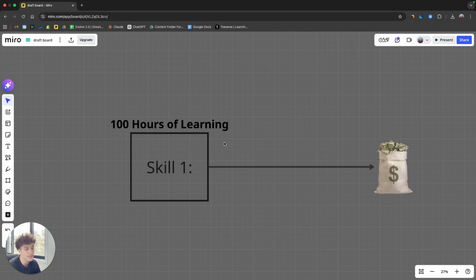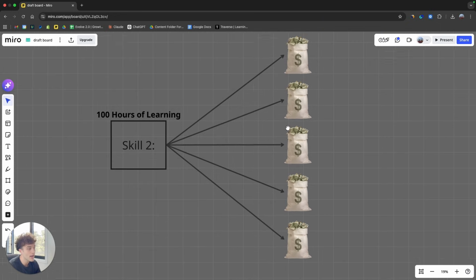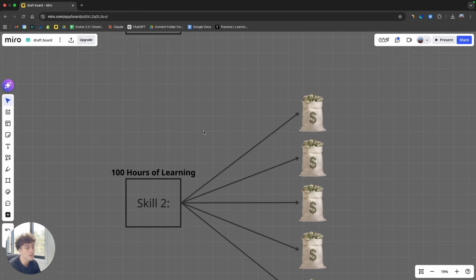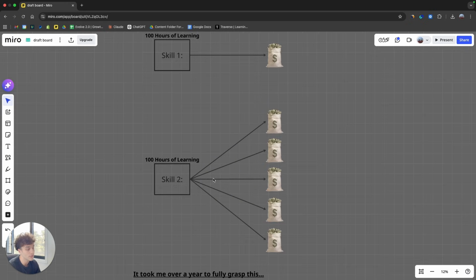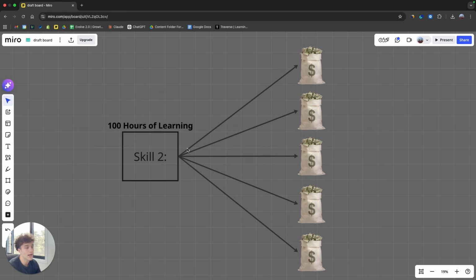What I mean by this is, if you put 100 hours into a task, so we have skill 1 here, and we put 100 hours into it, this is the amount of money that we get back. As compared to skill 2, if we put 100 hours of learning into this, you can see the amount of money that comes out of it. And this is the biggest problem I see so many of you doing in the beginning: you don't understand where you should be allocating your time.